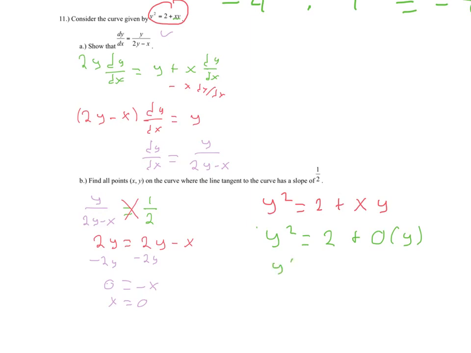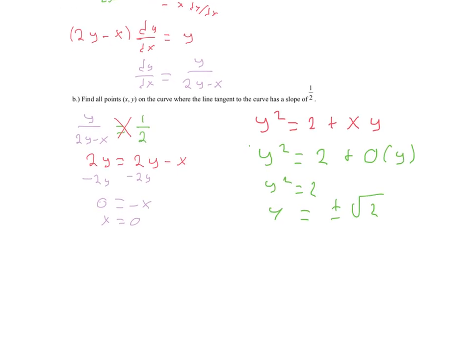So when does y squared equal 2? That's when y is equal to plus or minus the square root of 2. So our points are 0, root 2, and 0, negative square root of 2.